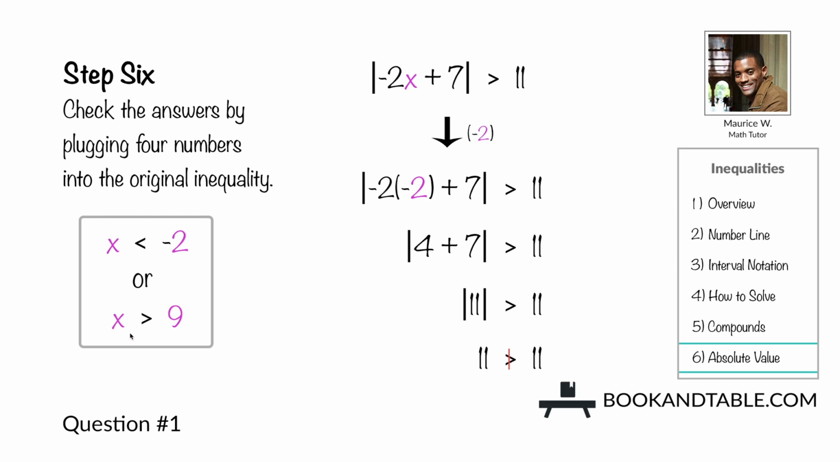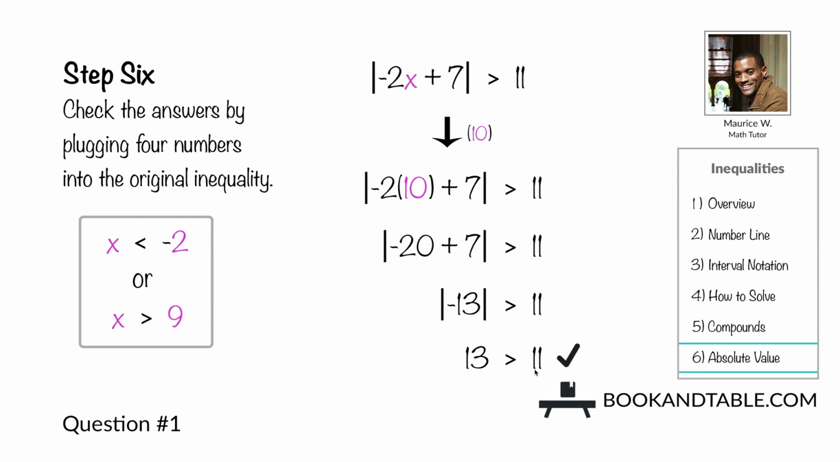And now we want to test x is greater than 9. So we'll plug in 9 to make sure that does not work. And then we'll plug in 10 to make sure that does work. When we plug in 9 for x, we get -2 times 9, which is -18. -18 plus 7 is -11. And the absolute value of -11 is +11, giving us the false statement, 11 is greater than 11.